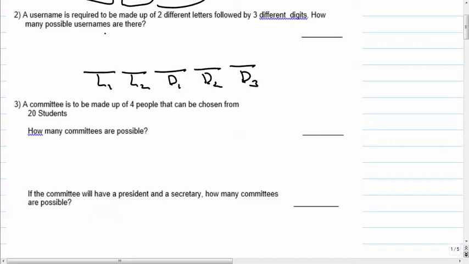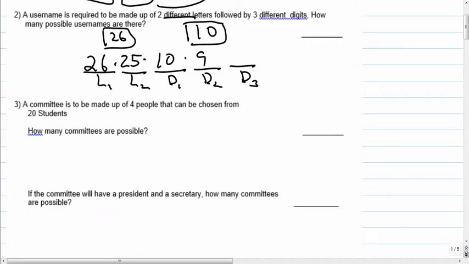Where are they coming from? 26 letters, 10 digits. I start to select 26 ways for the first. It's a username, okay? Different letters here. It says different, so I can't put something back. Pick the digit. I can't put it back, so notice how my numbers are going down. So 26 times 25 times 10 times 9 times 8.